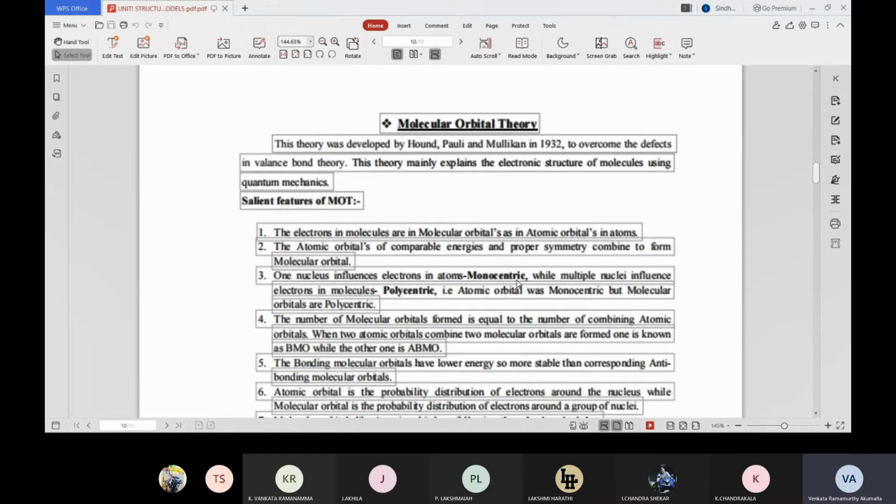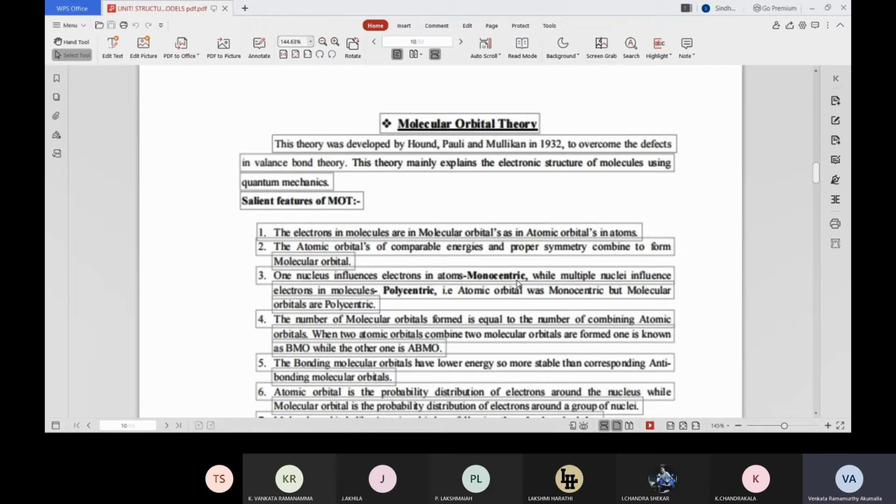The last class is over. Today I will be explaining the molecular orbital theory. It is very important. The molecular orbital theory was developed by Hund, Pauli and Mulliken in 1932 to overcome the defects in valence bond theory. The theory mainly explains the electronic structure of molecules using quantum mechanics. Now, some salient features of molecular orbital theory.